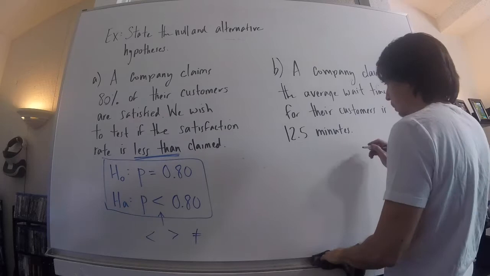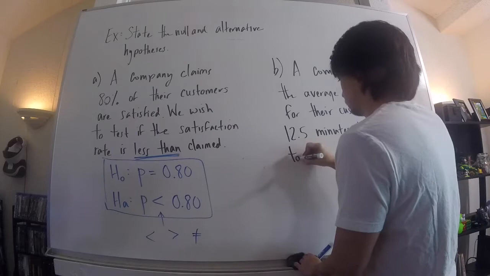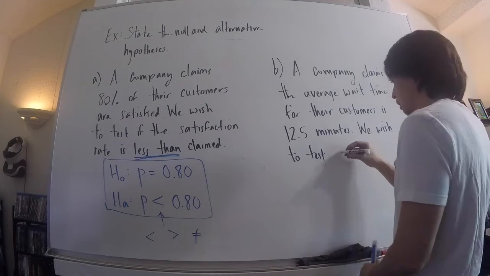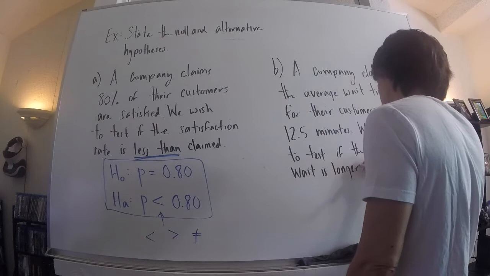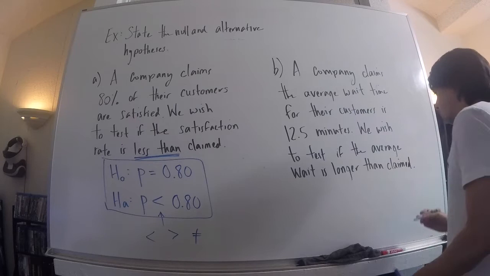So we wish to test. And this is not our choice. This would be the problem. The problem will tell you what we wish to test. If the average wait is longer than claimed, okay, and then based on that, we're ready to state our null and alternative hypotheses.